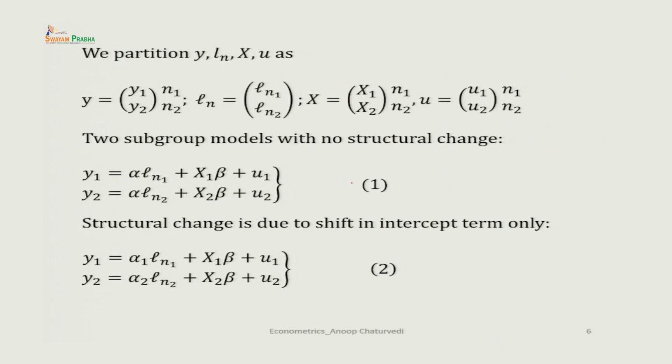So, here in equation 1 we are assuming that there is no change in parameters for the two sample periods. Then we consider the case when structural change is due to a shift in the intercept term only. So, for the first n1 observations, your intercept term is alpha 1, and for the next n2 observations, the intercept term is alpha 2. So, you can write the model as y1 equal to alpha 1 l_n1 plus x1 beta plus u1, y2 equal to alpha 2 l_n2 plus x2 beta plus u2.